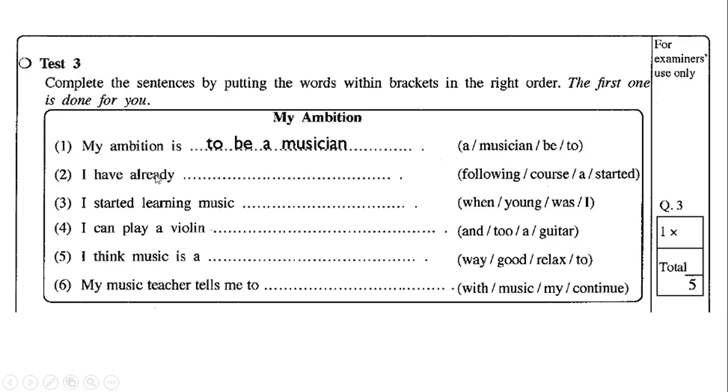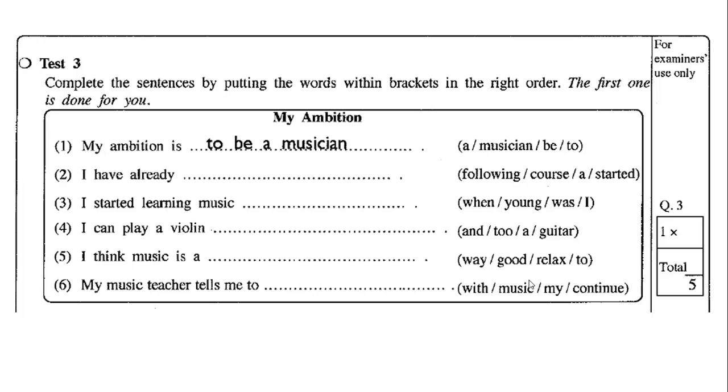Second one, I have already. After have there must be a past participle. What is it? Started. I have already started following a course. Next one, third one, I started learning music when I was young. Number 4, I can play a violin and a guitar too. I think music is a good way to relax. Number 6, my music teacher tells me to continue with my music.